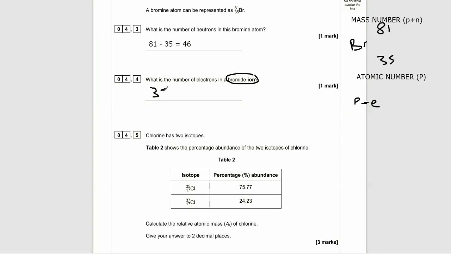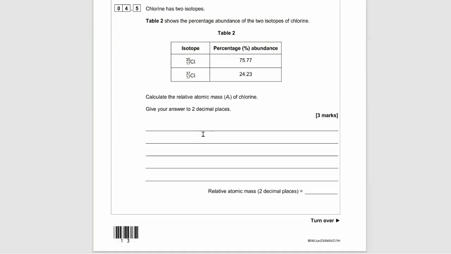So 4.4 is asking what number of electrons are in a bromide ion? Well, protons and electrons are equal, so you might think it's 35, right? But a bromide ion is not a bromine atom. It has an extra electron because Br forms Br minus. So there's actually 36 electrons in a bromide ion.